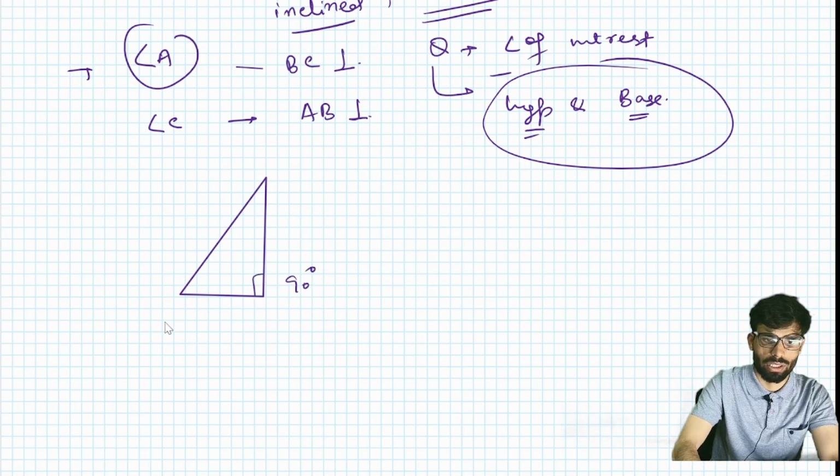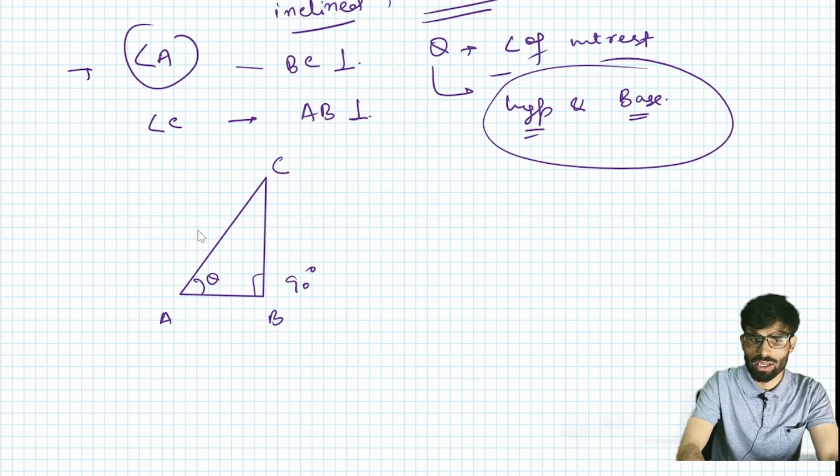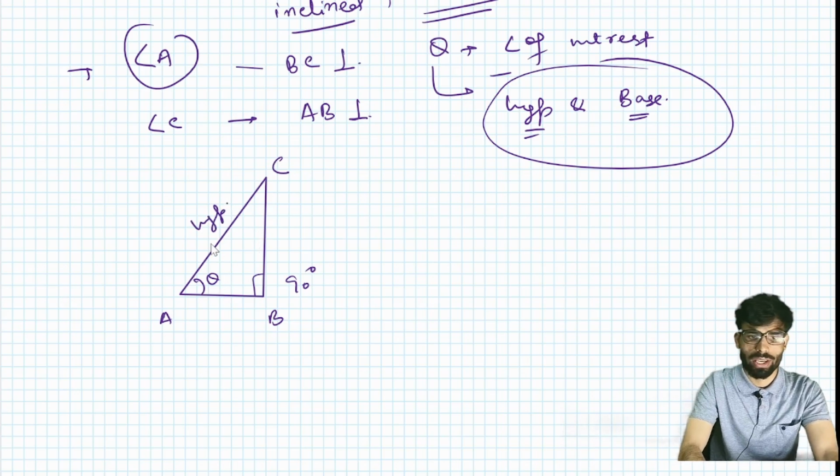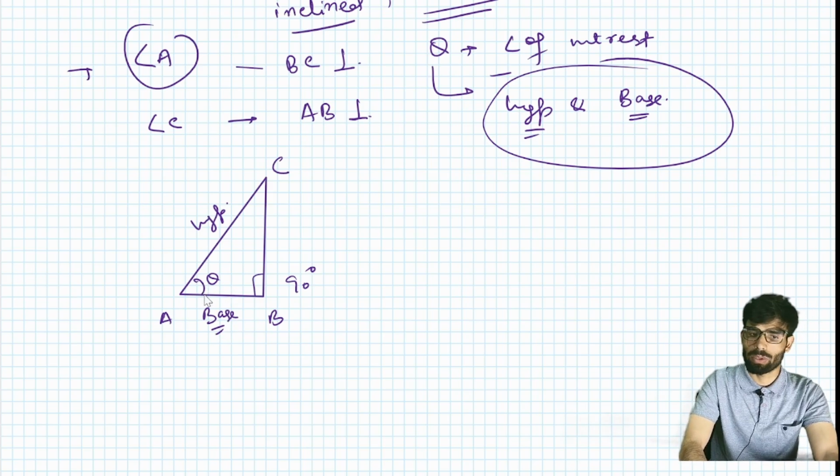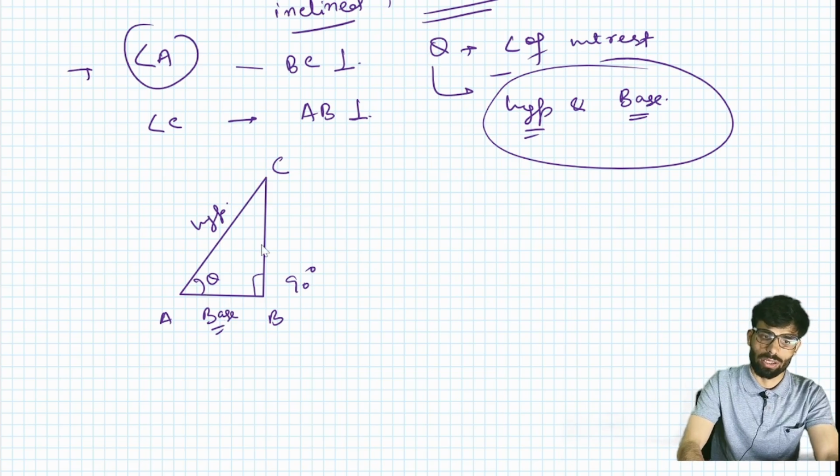It's a 90-degree triangle, calling it ABC. If the angle of interest is this, the inclined one is always the hypotenuse. This will become the base. As I mentioned above, the theta or the angle of interest will always be an angle between hypotenuse and base.